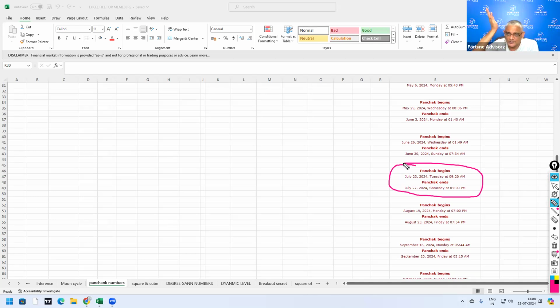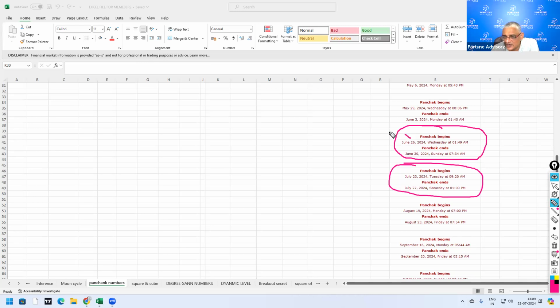We don't know what's going to happen in the budget, whether it is going to flare up or not, because I don't give a lot of importance to Panchak to trade. But many people are using it. I have a better number system than this, so that is why I don't use this. But since many people asked me, I added this topic. So now let's go and see the previous Panchak.